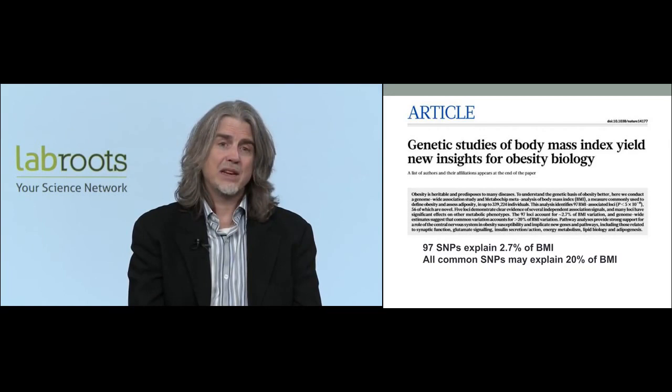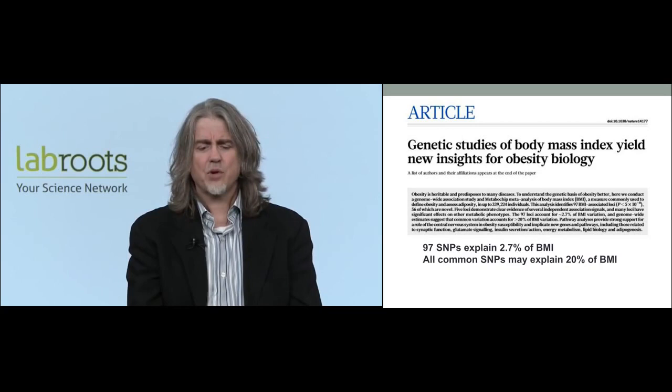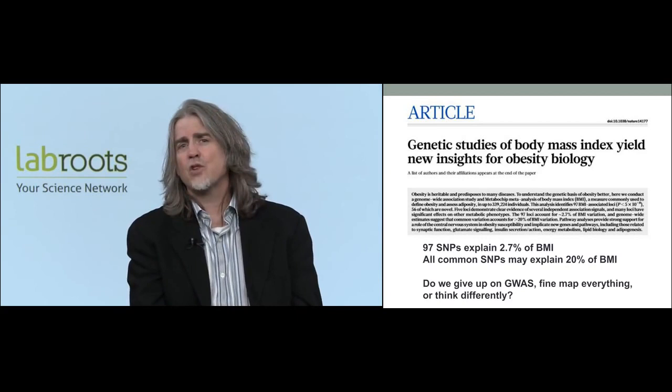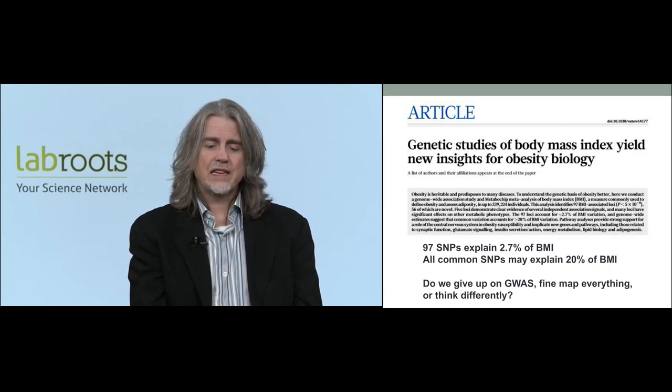So how do we solve this problem? Do we give up on genome-wide association studies? Do we map everything and really try to look for these rare variants that may or may not be informative? Or do we think differently? And the fact that I'm giving you this presentation means I think we should probably think differently.